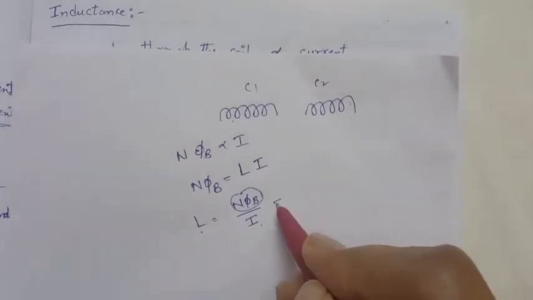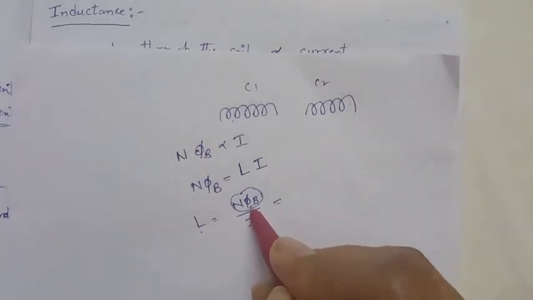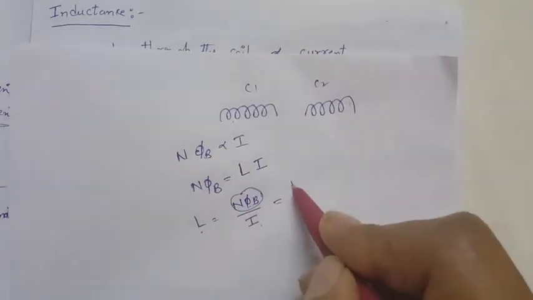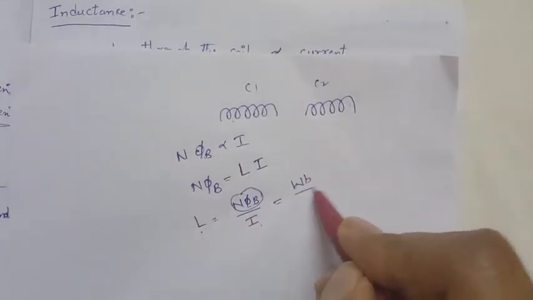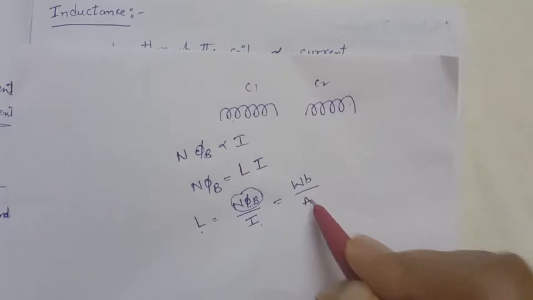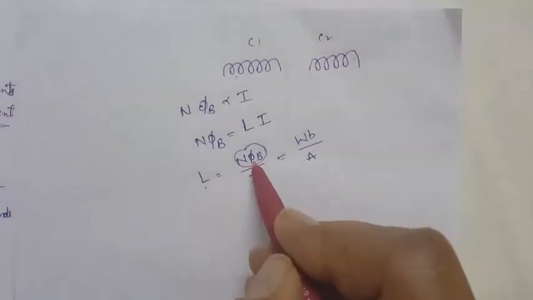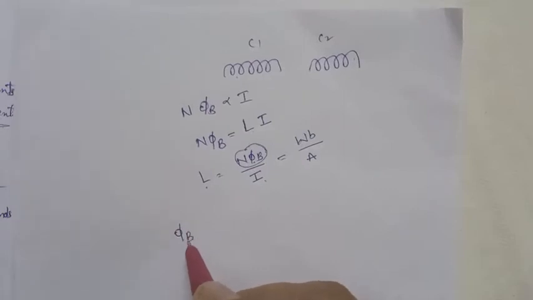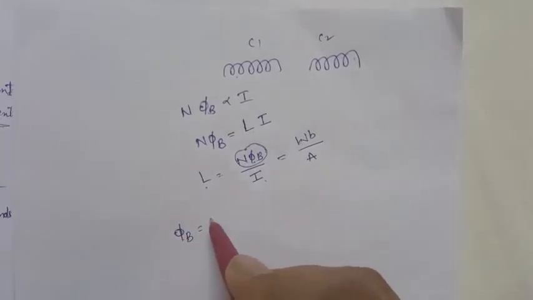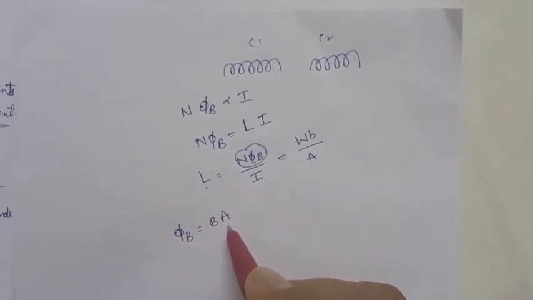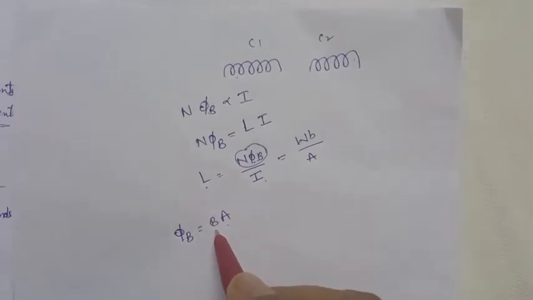So the units are here. What are the units of the magnetic flux? Weber. And the unit of current is ampere. And what is the dimensional formula? Phi B, the magnetic flux, is equal to B dot A, where A means area and B means magnetic field.